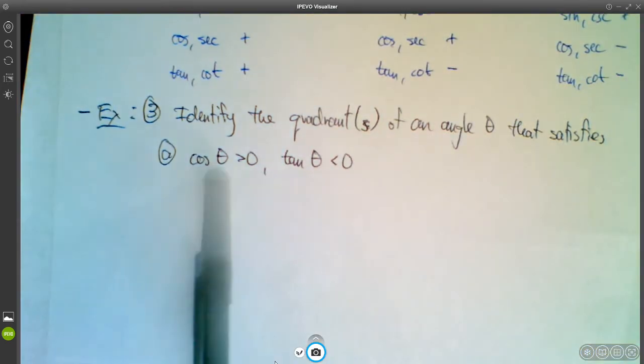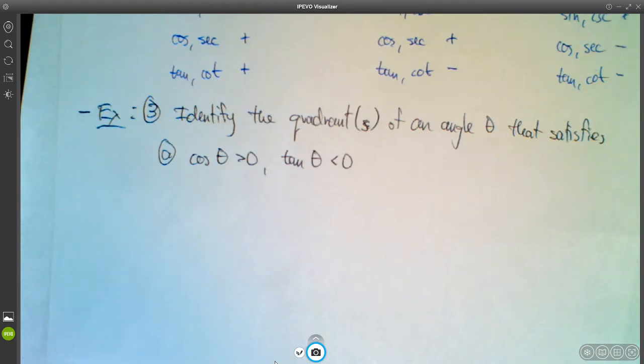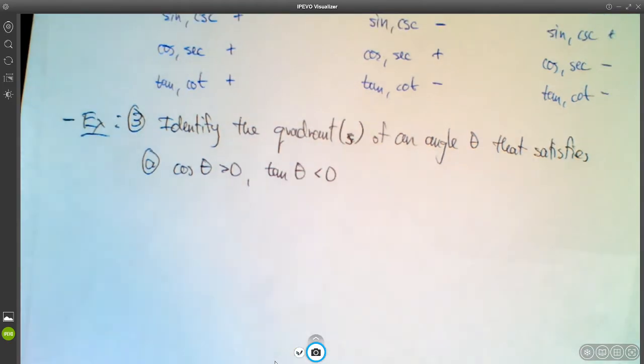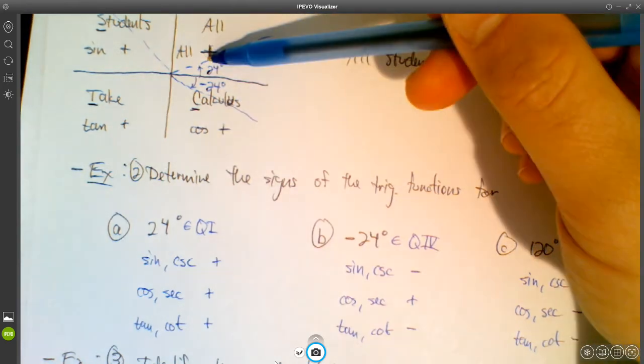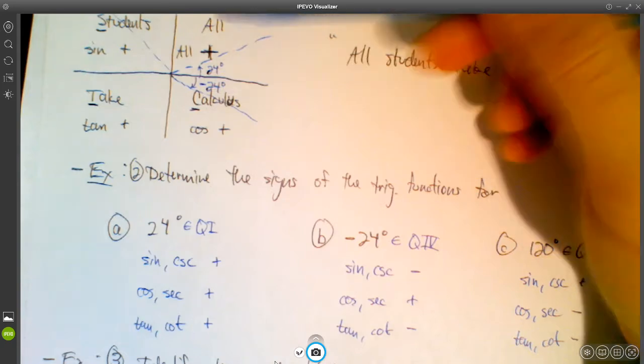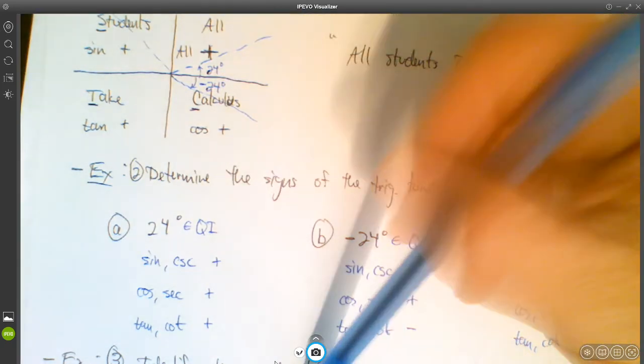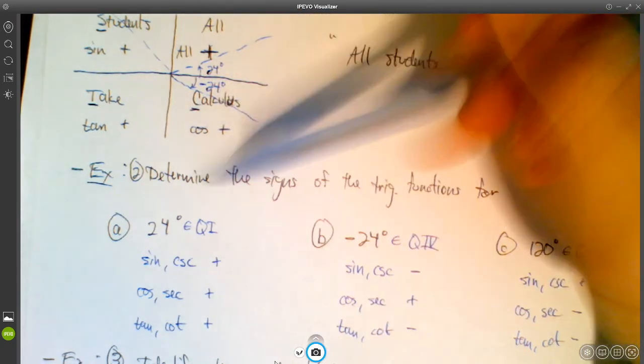So when we say that cosine theta is greater than 0, that's the same thing as saying that cosine theta is a positive number, right? Cosine theta is positive. And when we say tangent theta is less than 0, that's the same thing as saying that tangent is negative, right? So in which quadrant or in which quadrants is cosine positive but tangent negative? Well, cosine is positive in quadrants 1 and 4, but in quadrant 1, tangent would also be positive, and we need for tangent to be negative. So that must be quadrant 4 then, right?